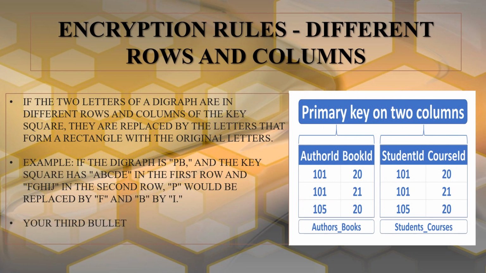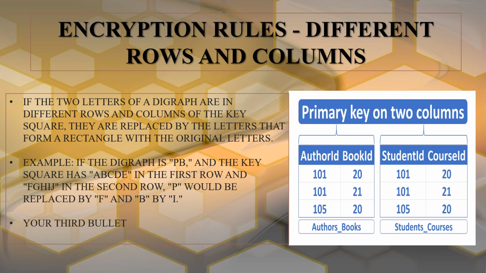Encryption rules for different rows and columns. If the two letters of a digraph are in different rows and columns of the key square, they are replaced by the letters that form a rectangle with the original letters. Example, if the digraph is PB and the key square has ABCDE in the first row and in the second row we have P, then P is replaced by F and B by I.